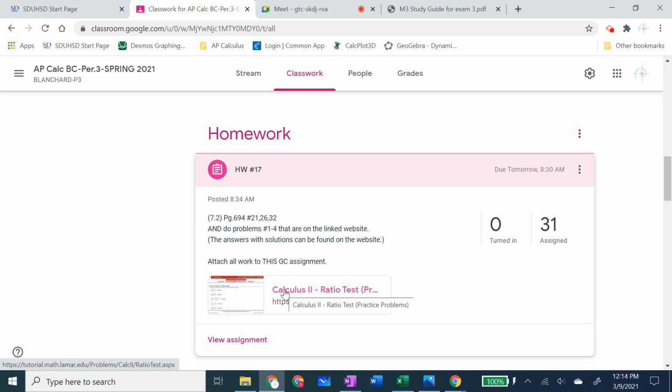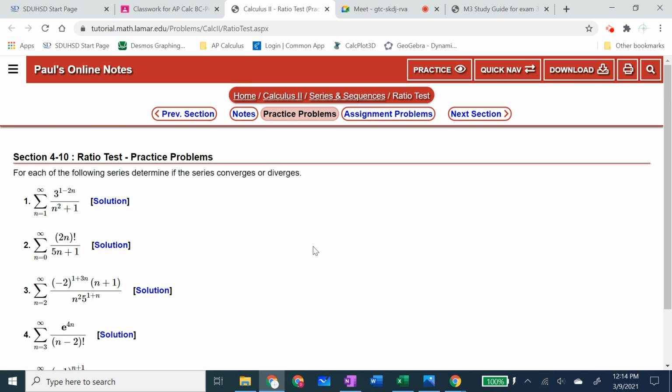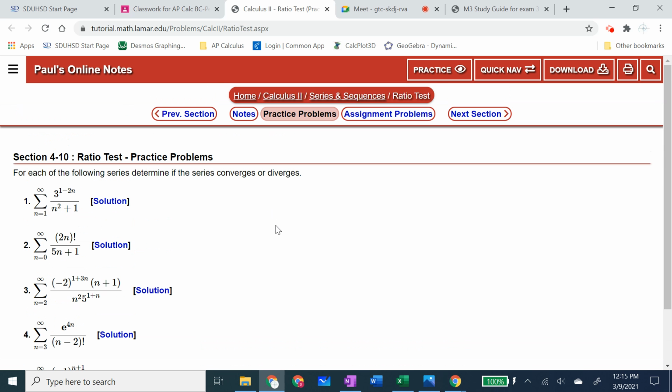This, if you actually look deeper into what this person has done, it is amazing. There's a copyright on it, but I checked the terms of use. I am allowed to give you a link. It's just credit due where credit is due. This is made by a Paul Dawkins from Lamar University. This site is amazing. It's been around for several years. You can see 2003. So it's really good. You might want to look through it.